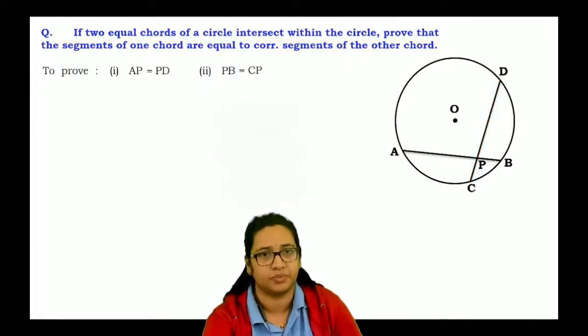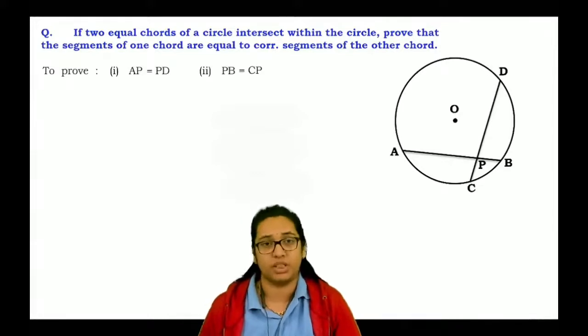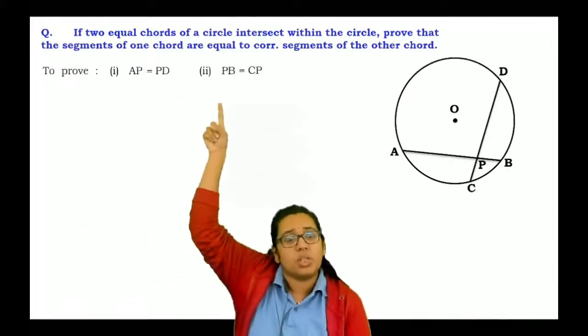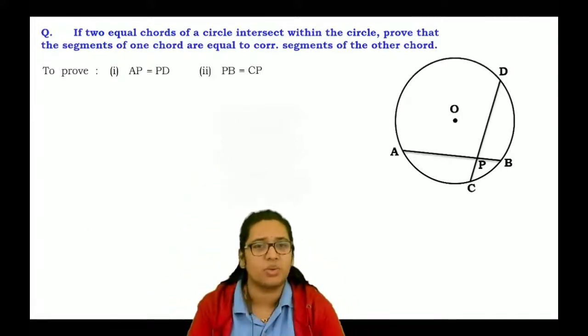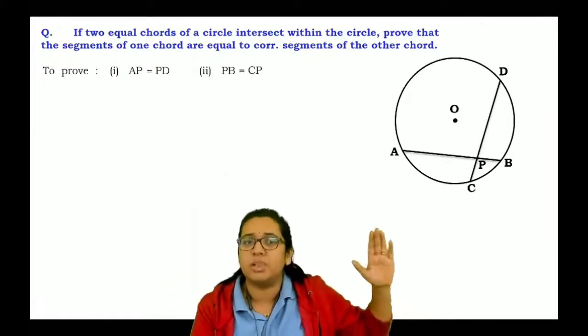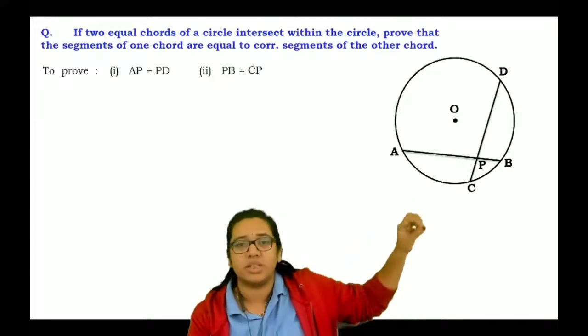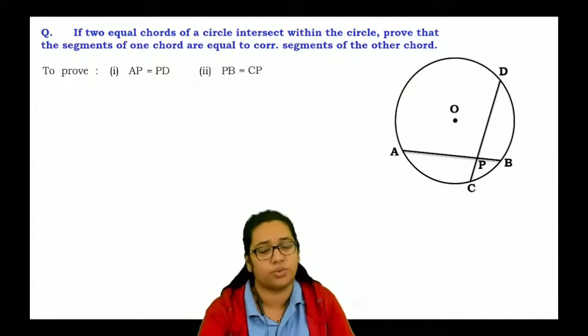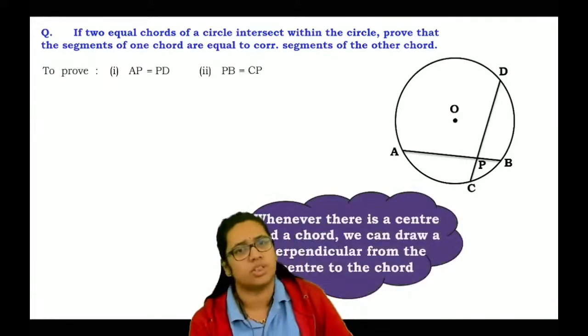Okay? Done. So what we have done in the first question: if you get that two chords are equal, then those two chords will be equidistant from O. Those two chords will be equidistant from the center, right? So we just use it.